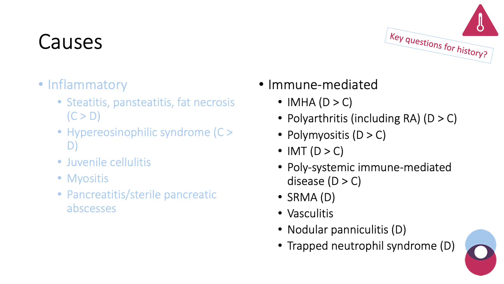When it comes to the immune-mediated diseases, there are quite a few, but immune-mediated hemolytic anemia definitely can cause fever, more commonly seen in dogs than in cats. We have immune-mediated polyarthritis and polymyositis, immune-mediated thrombocytopenia, all of which are more commonly seen in dogs than in cats. Polysystemic immune-mediated diseases such as SLE can also be seen. SRMA, or steroid-responsive meningitis-arteritis, is also very common, probably amongst the most common causes for PUO or FUO in young dogs. Vasculitis, nodular panniculitis, and trapped neutrophil syndrome. Trapped neutrophil syndrome is quite rare, but definitely can be seen and also can cause an increase in temperature.